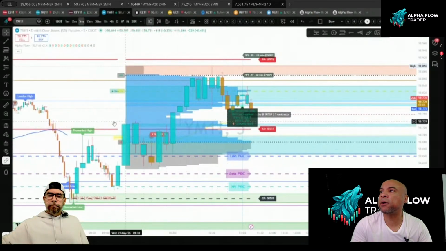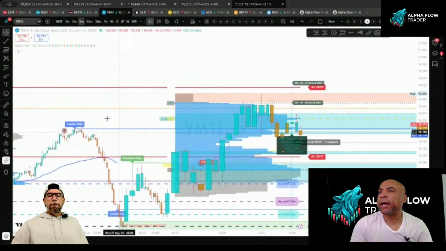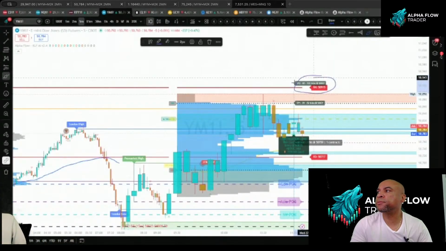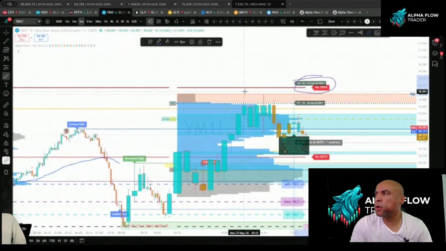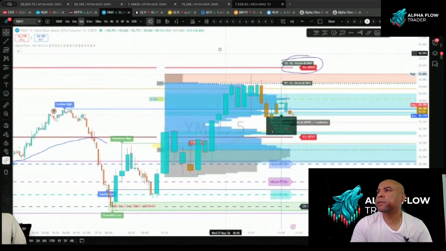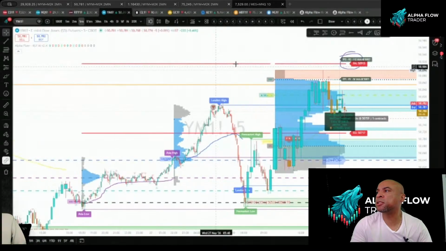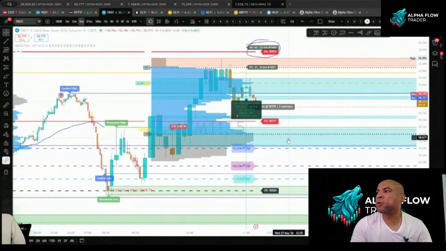Let's go over to Dow. Dow, we do have R4 is what we're looking at. R4 at 50,915. And I would say that's a decent level. It's an untouched level. So R4 should be a good one.